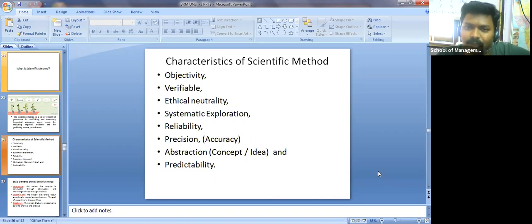So as of now we discussed what the scientific method is and its characteristics. What are those characteristics? Objectivity, verifiability, ethical neutrality, systematic exploration, reliability, precision, also called accuracy, abstraction, concept or idea, and predictability. You should be in a position to predict what is going to happen. If you are not able to predict, then at least you should reach 95%. Forecasting, I hope everyone knows about that.